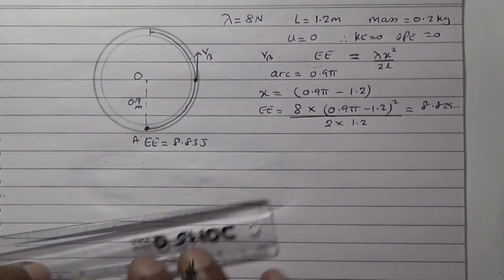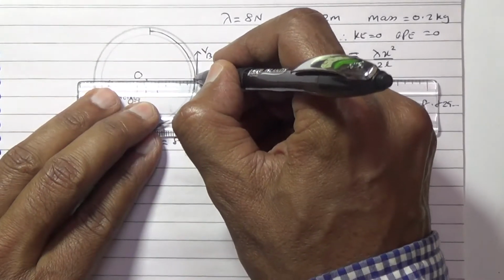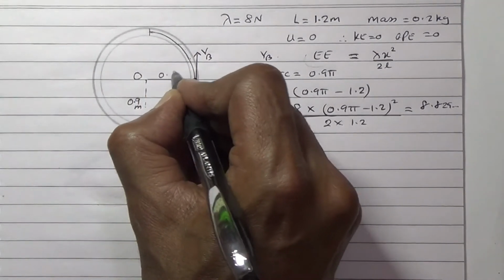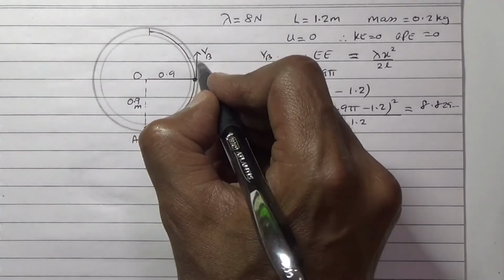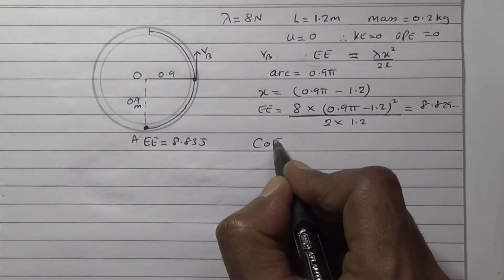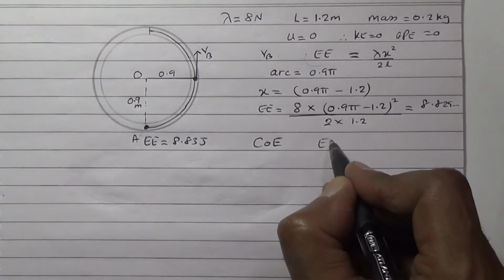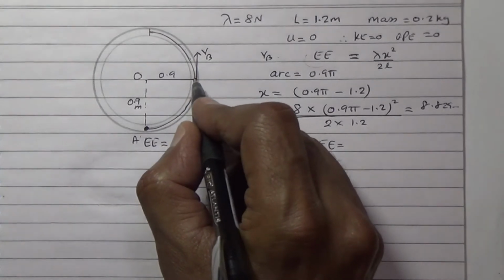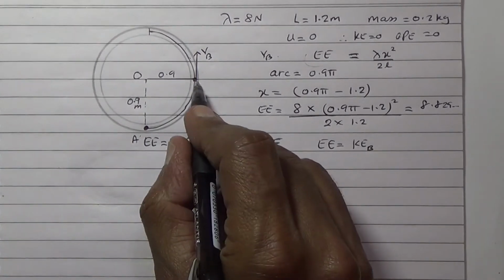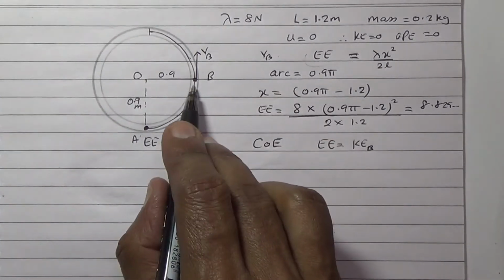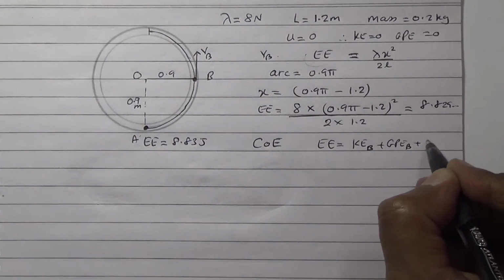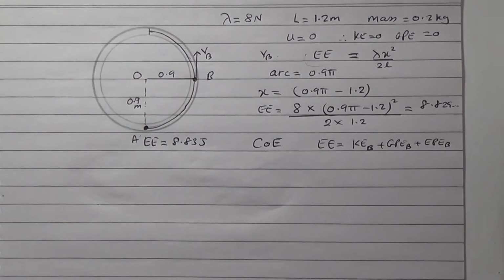Now from here, let's say we go to the level horizontal with O. So we want to find V here. We should use the principle of conservation of energy. Basically, the initial elastic energy is equal to all the energy at this point. I've got the kinetic energy at B, the gravitational potential energy at B, plus the elastic potential energy at B as well.